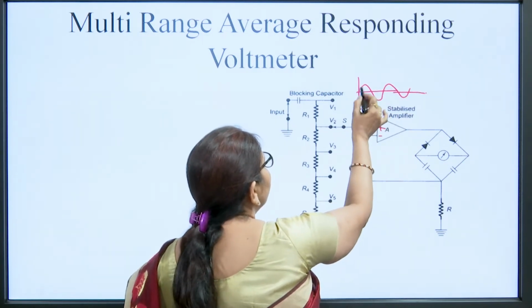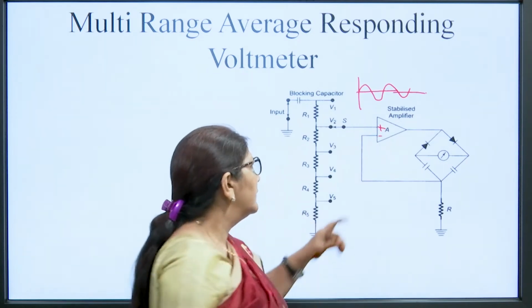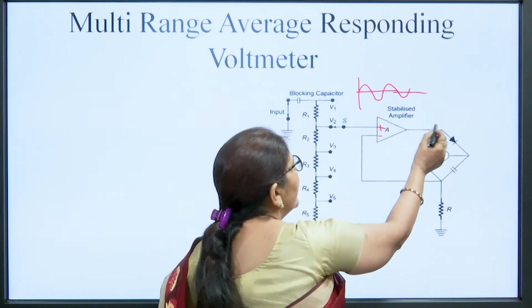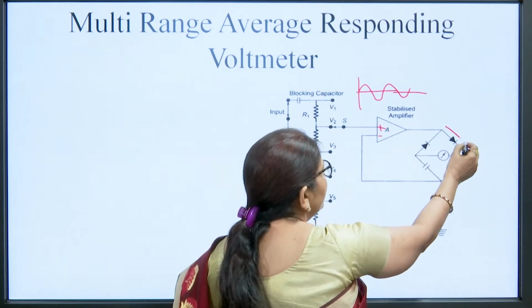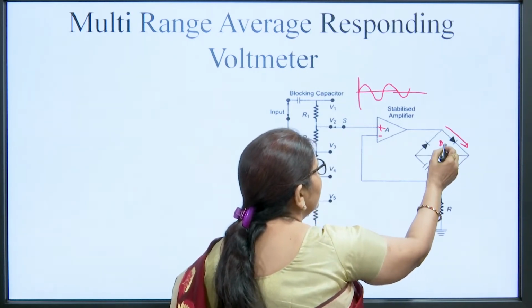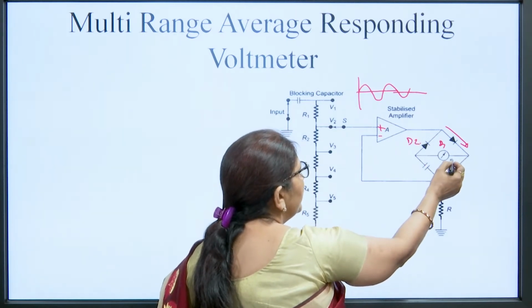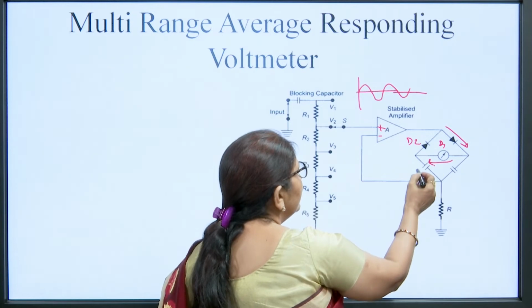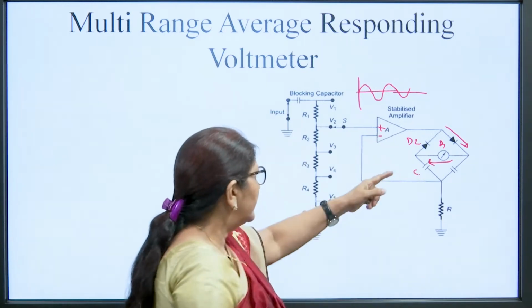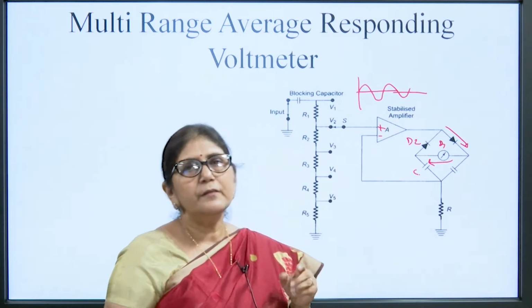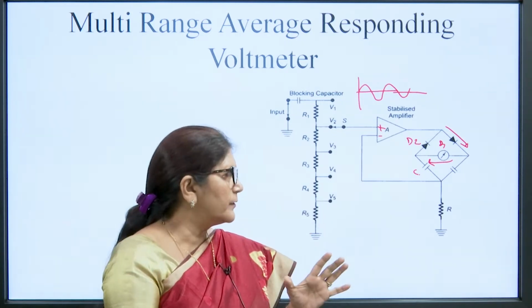So, when this positive cycle appears, the op amp will pass that positive signal over here, and then that current will flow through this diode. Suppose this is D1 and this is D2. So, it will flow through diode D1, then the PMMC meter, then this capacitor, and then it is fed to the negative terminal of the op amp, which means it is a negative feedback system.